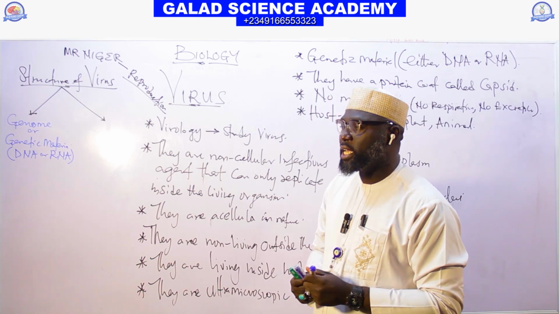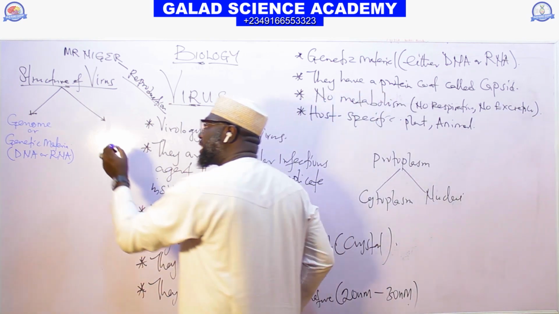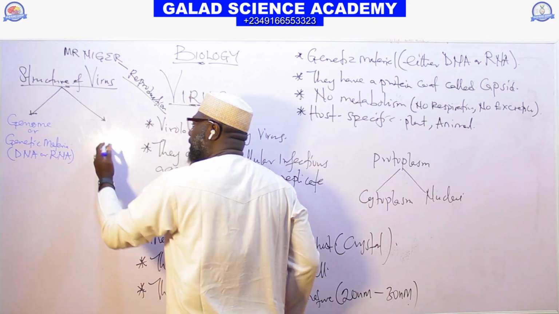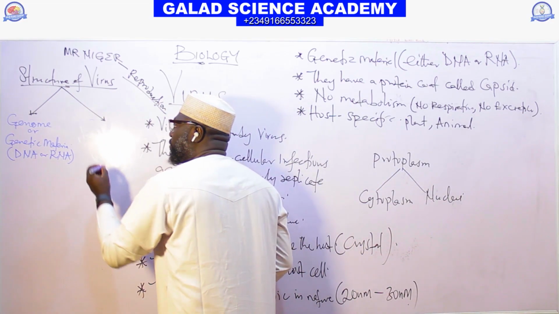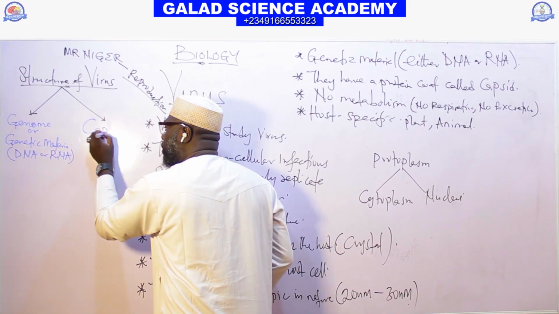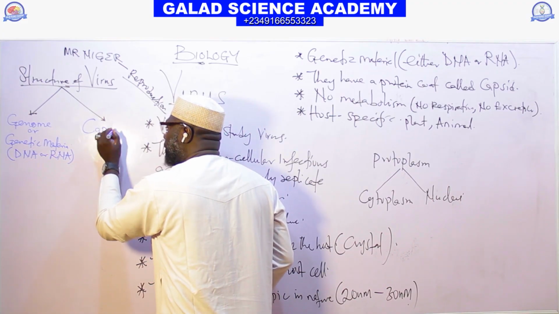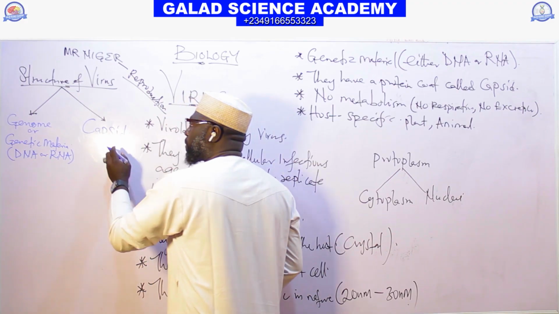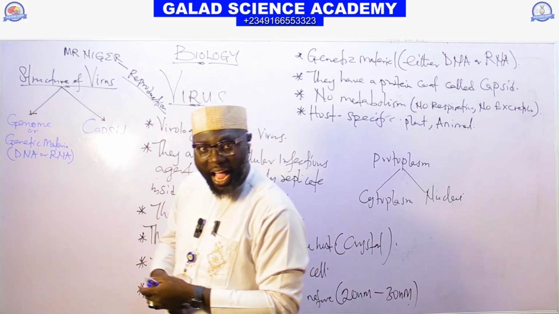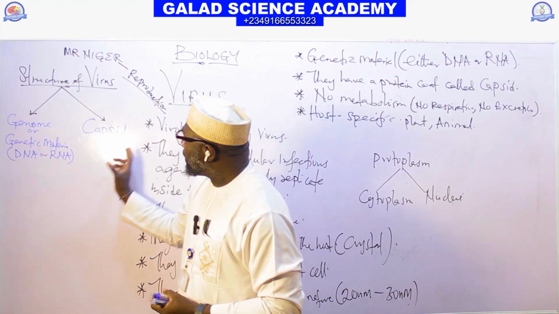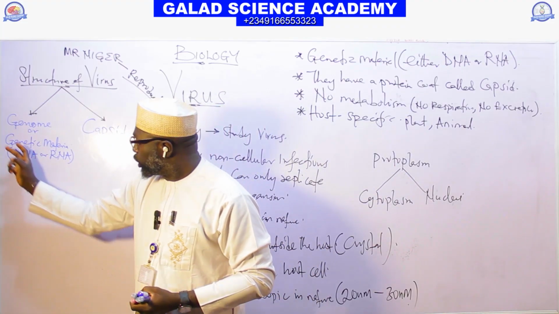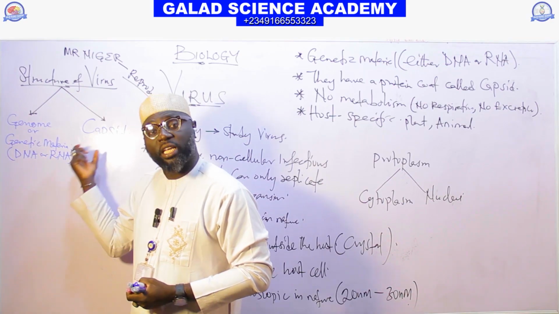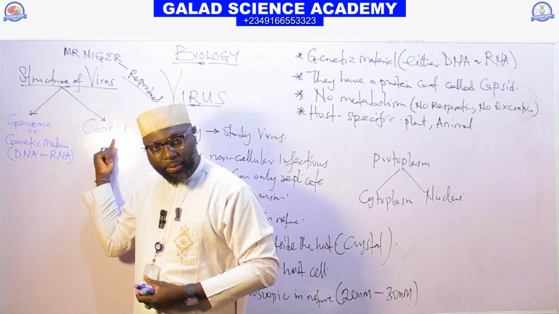The second component of virus that they have is capsid. So the virus also has capsid. This genetic material can be found inside a protein coat layer that surrounds the genomes or genetic material in the virus. It's called capsid.